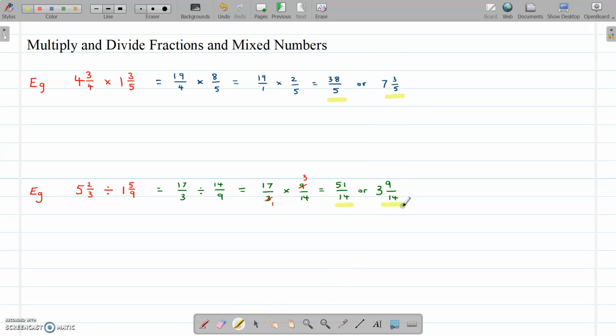Okay, and that's a simple introduction with a couple of examples of multiplication and division of mixed numbers. Okay, hope that was helpful.